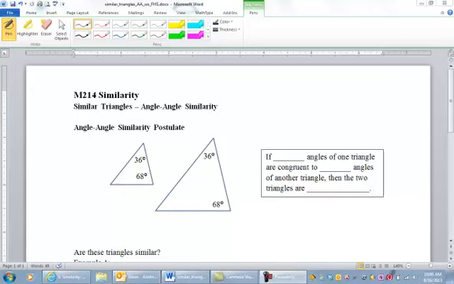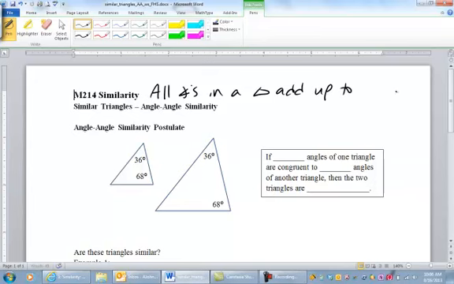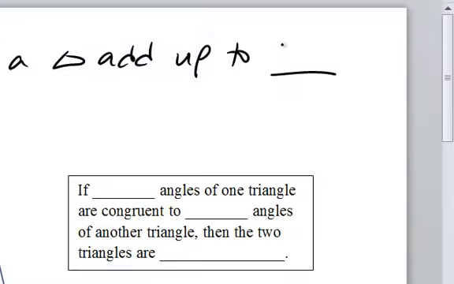Today's lesson is on similar triangles, and we're going to be specifically discussing the angle-angle similarity. There's one thing that we need to remember regarding all triangles. Maybe I'll write this at the top. All angles in a triangle add up to, what do you think? Can you fill in the blank? 180 degrees. We already knew that. We've known that for a long time. And that's how we're going to discuss this similarity postulate as well.